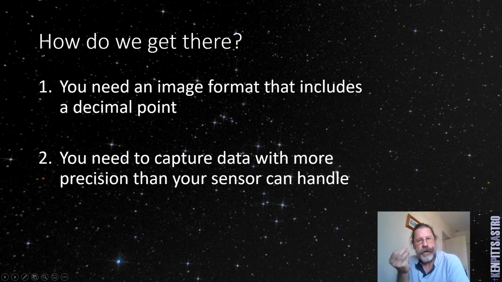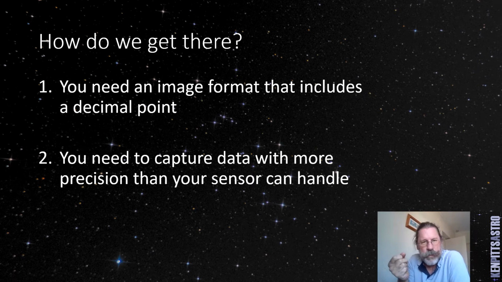So to get to that ideal situation, we need 2 things. One is we need an image format that includes a decimal point, and 2, you need to capture data with more precision than your sensor can handle. We're going to talk about each one of these.